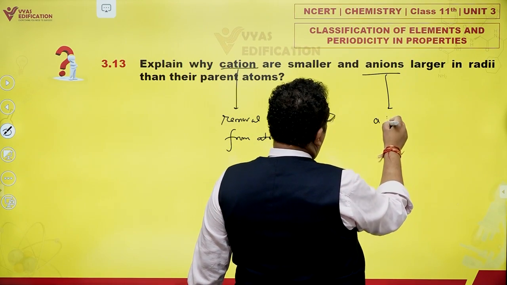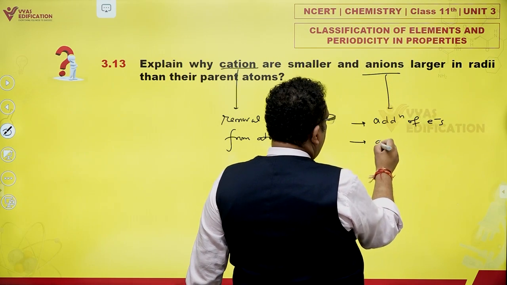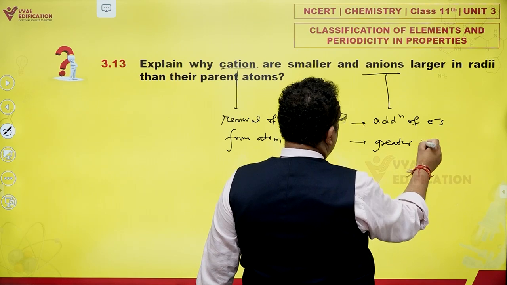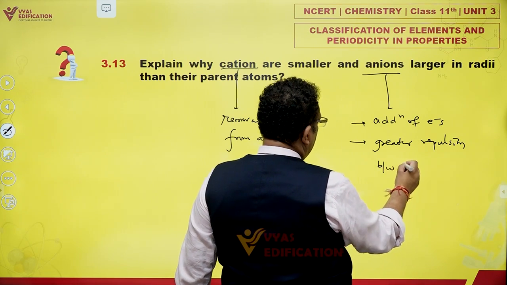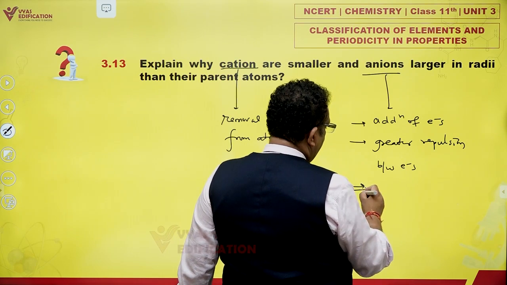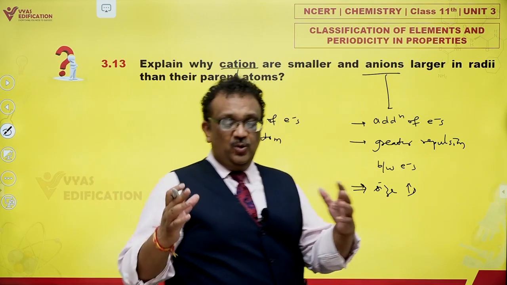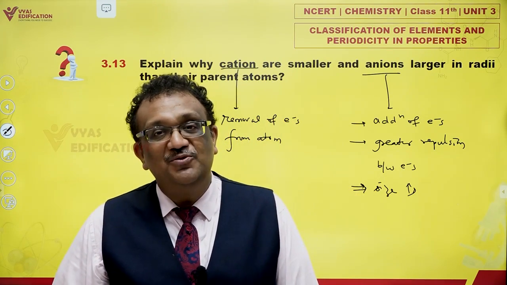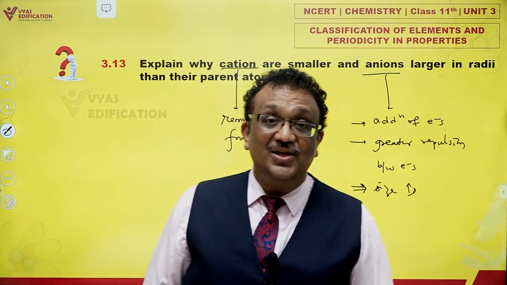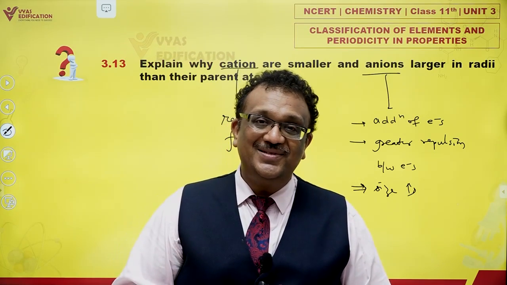This is addition of electrons. This is greater repulsion between electrons. This implies size increase, because if they're repelling, they go away from each other, which is possible when the atom gets bigger or the ion becomes bigger. That's why cations are smaller and anions are bigger than neutral atoms.